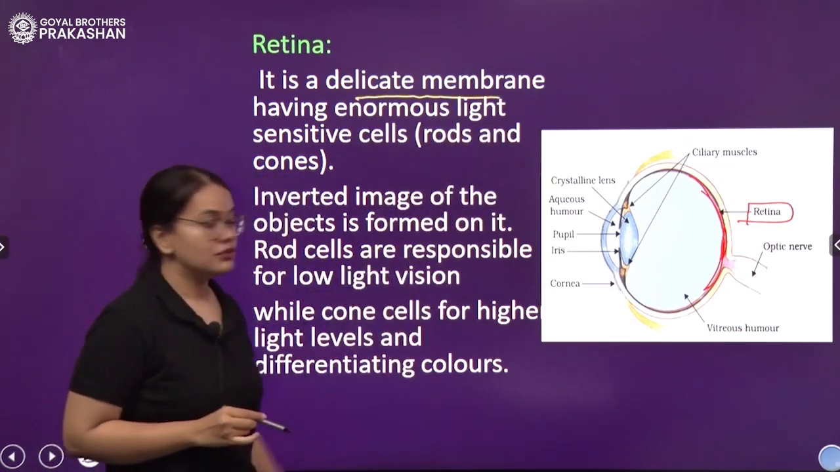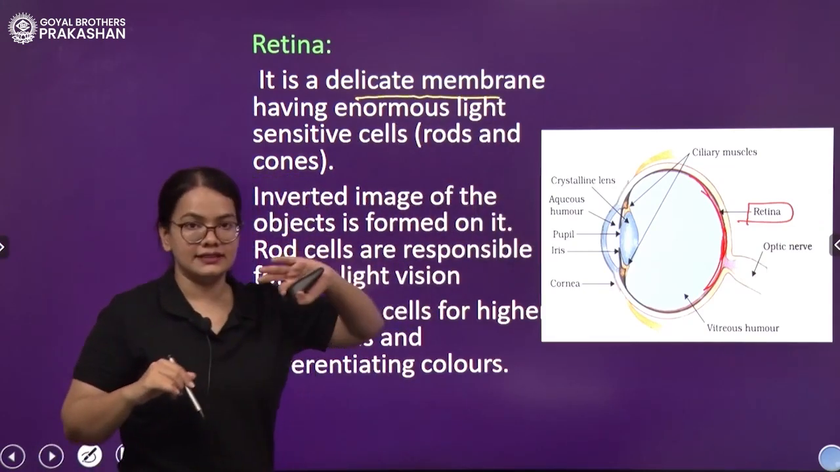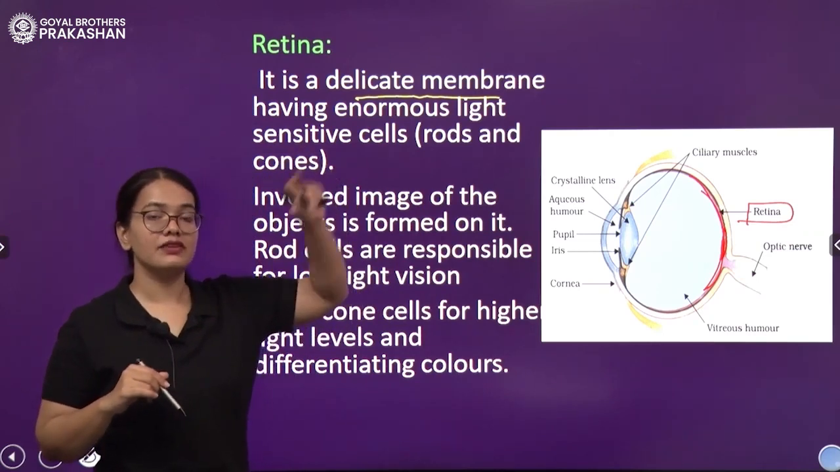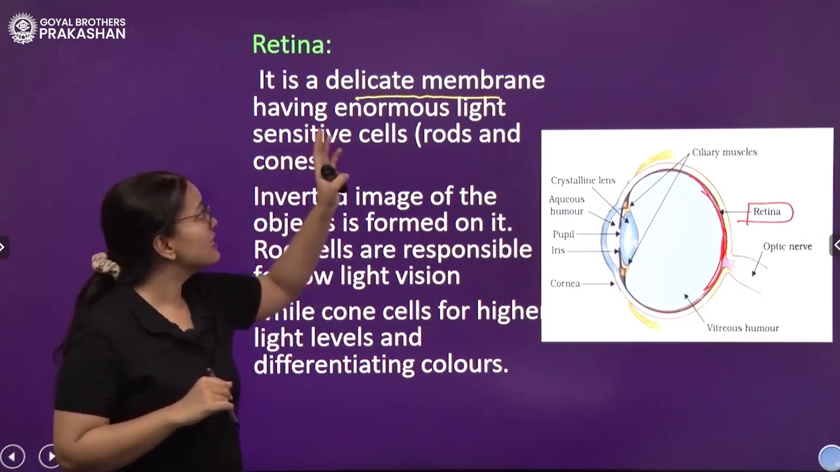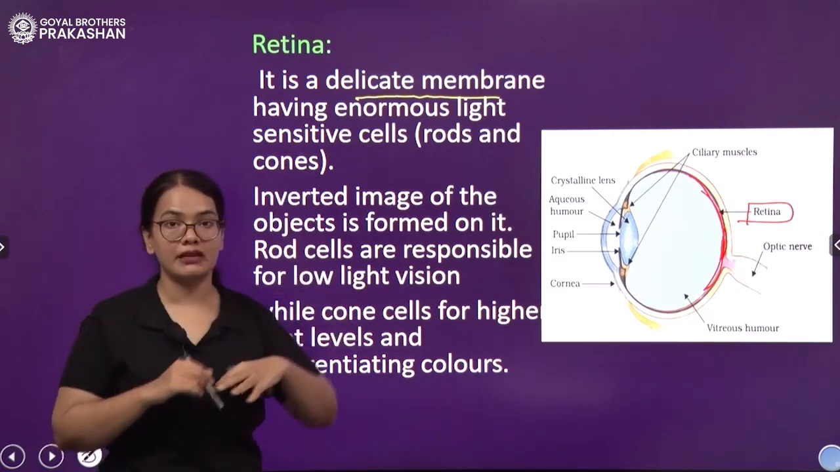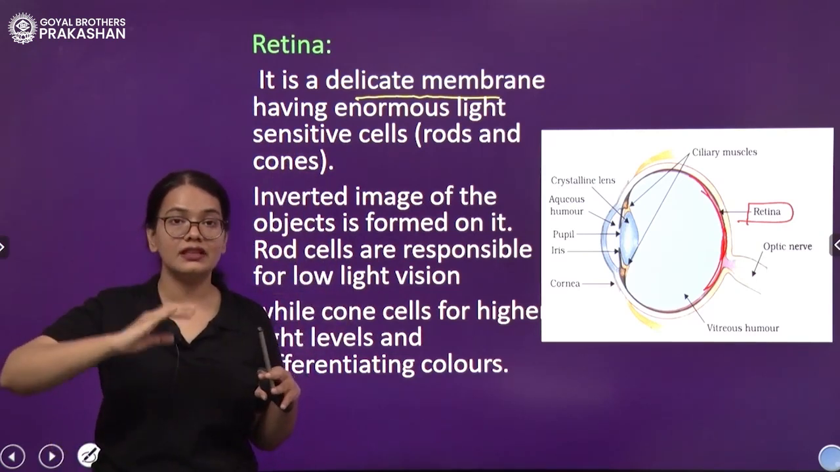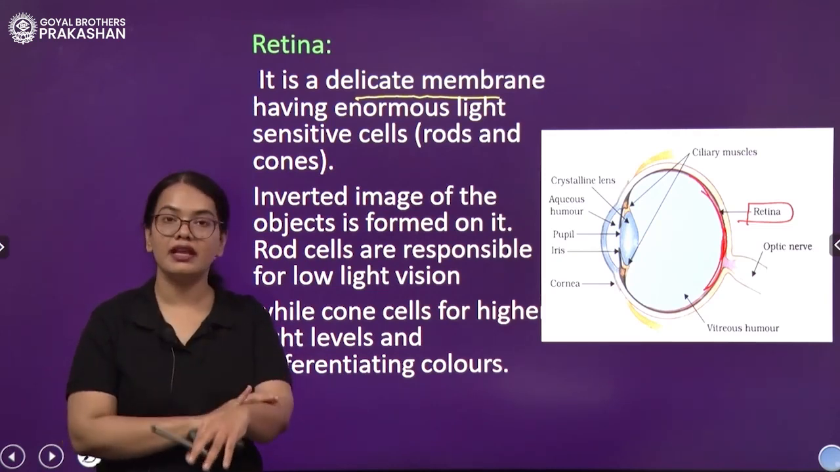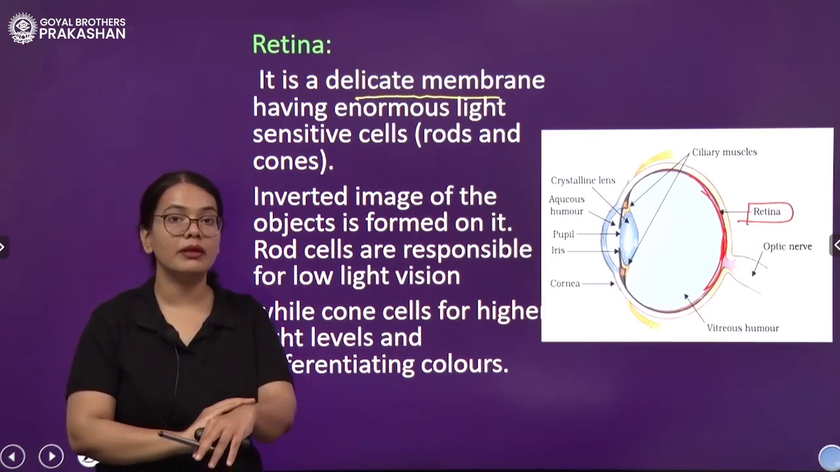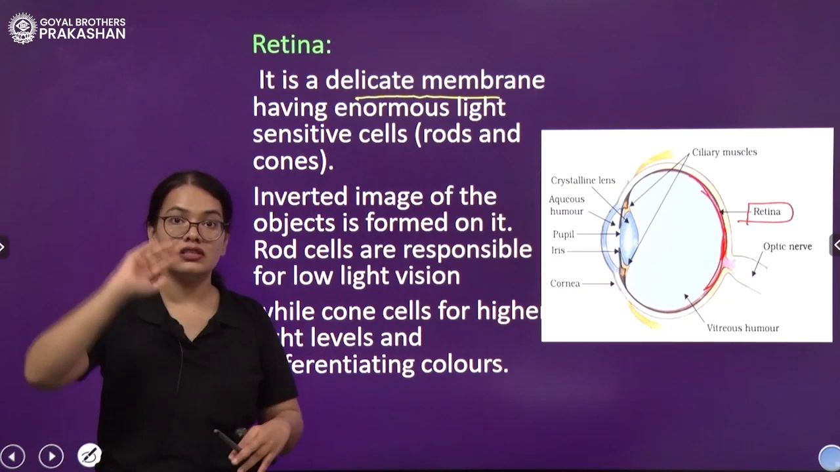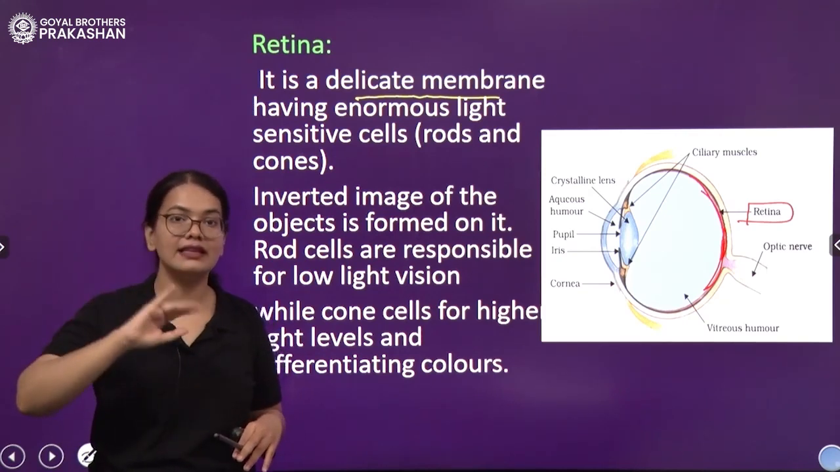Okay. So, crystalline lens was a lens. Ciliary muscles, they were muscles, fibrous. But this is a delicate membrane. Membrane, you understand, a very thin layer, right? You must have studied in the biology class that we have a membrane inside our skin. We have lot of membranes inside our skin. So, this is also like a membrane, a very thin layer.